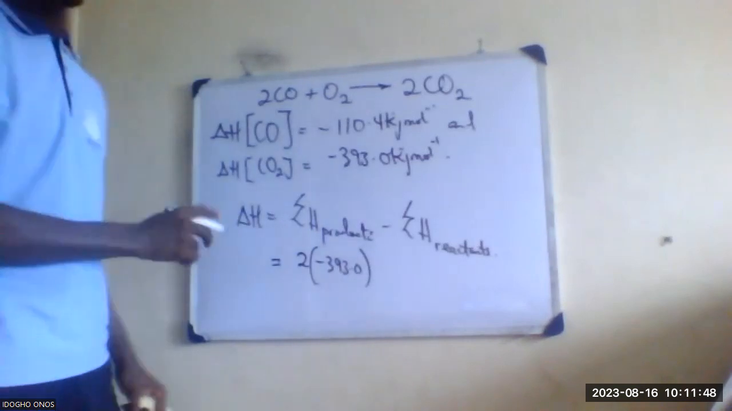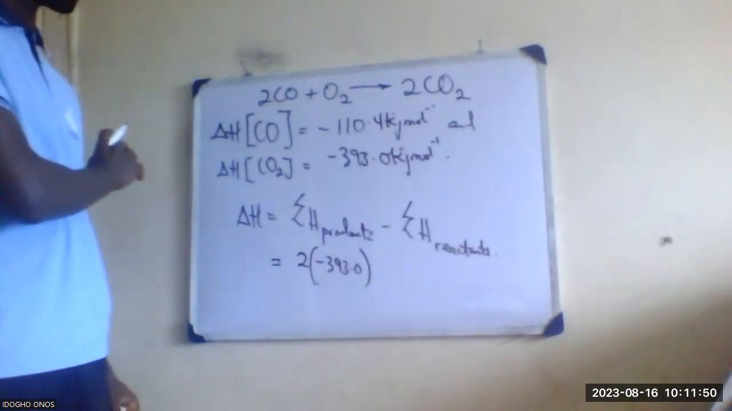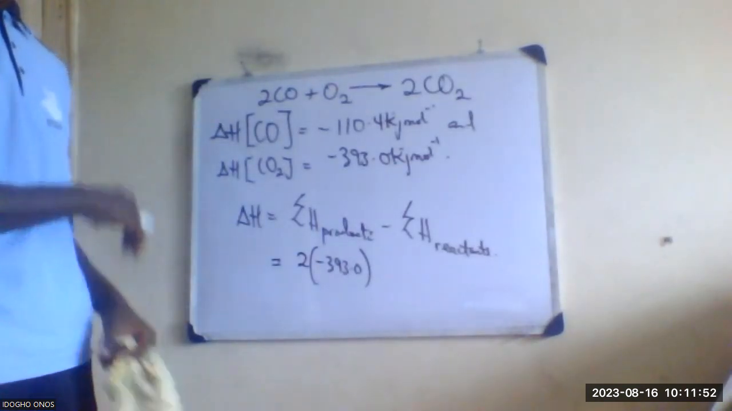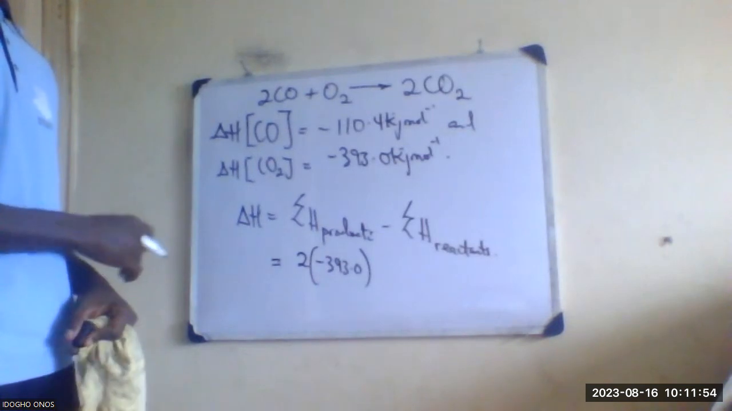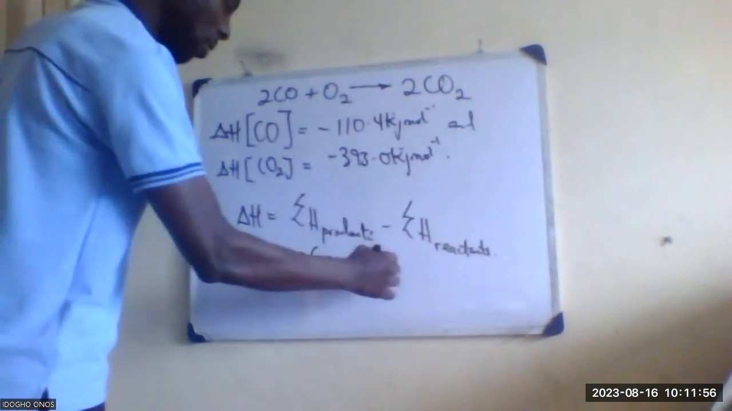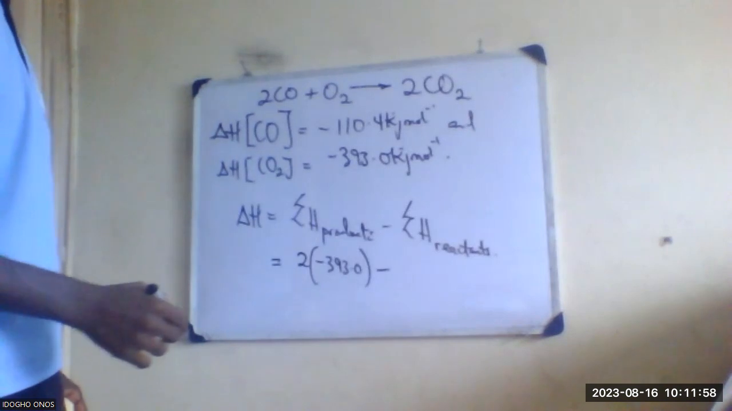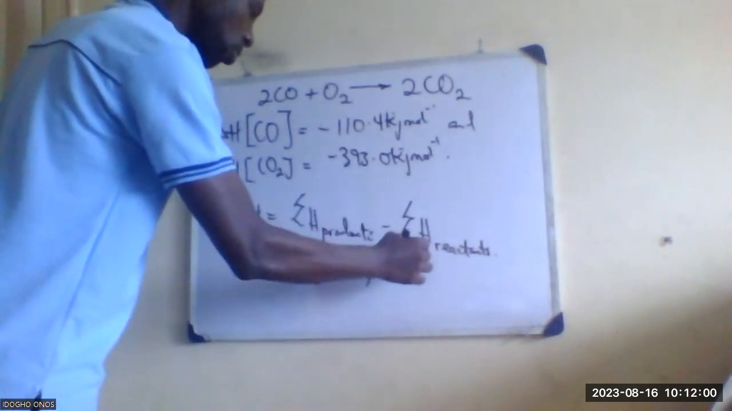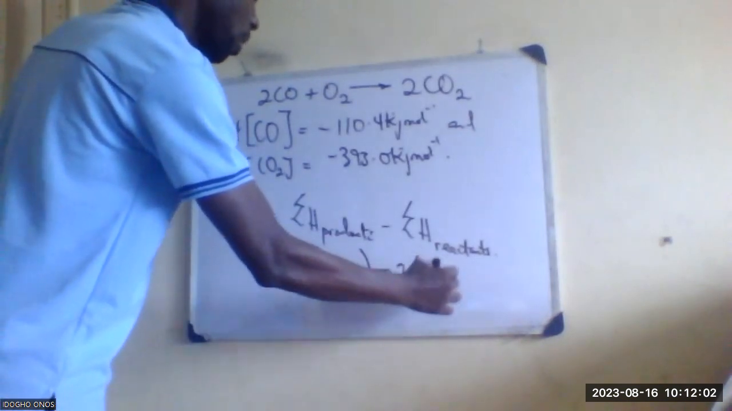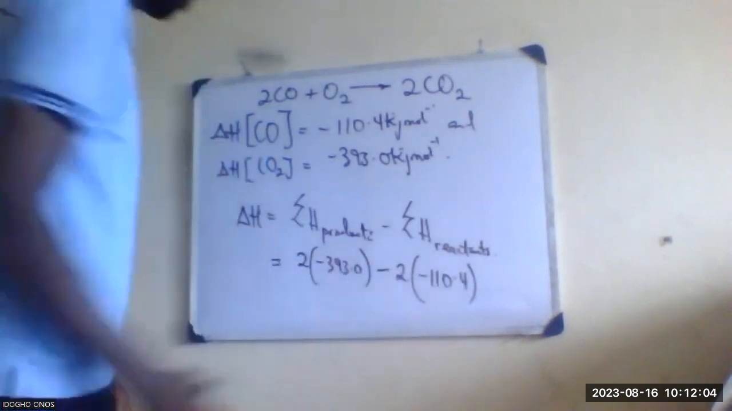The other one we did, in that equation, the number of moles were 1 or 2. That's why there was no need to multiply. So let the student know that. Then minus our reactant, which is also 2 moles, bracket, minus 110.4.